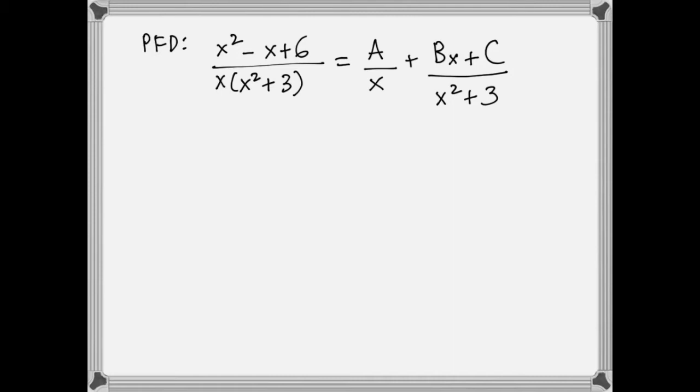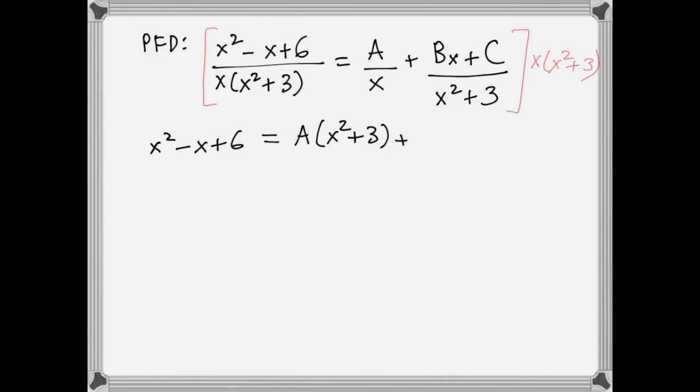Now, multiply the whole thing by the lowest common denominator. So I'm going to multiply the whole thing by x times x squared plus 3. And let's see what we get. We actually get x squared minus x plus 6 on the left. And on the right, we get a times x squared plus 3 plus, and then bx plus c times x.